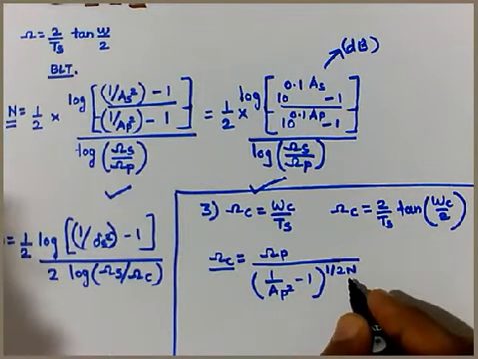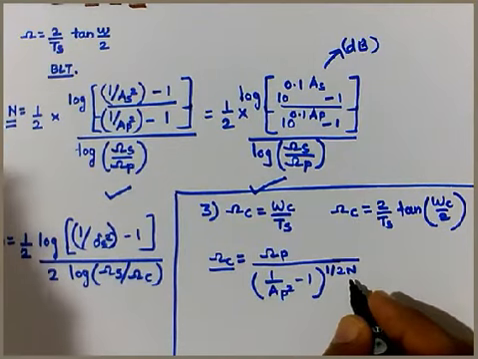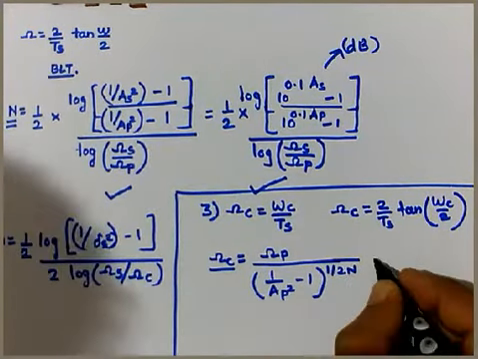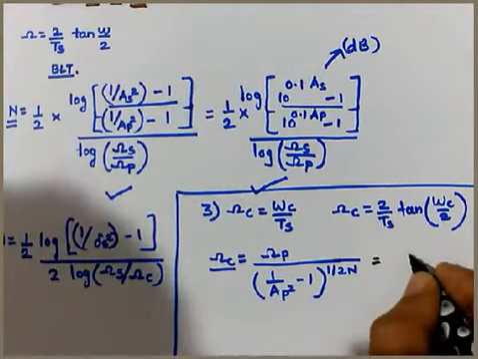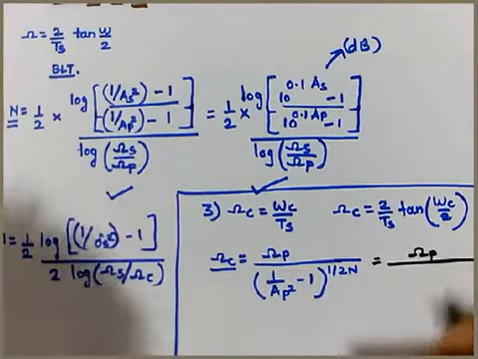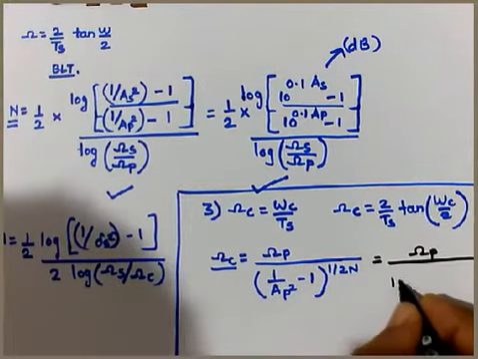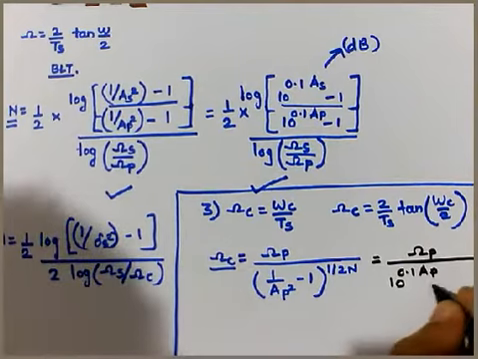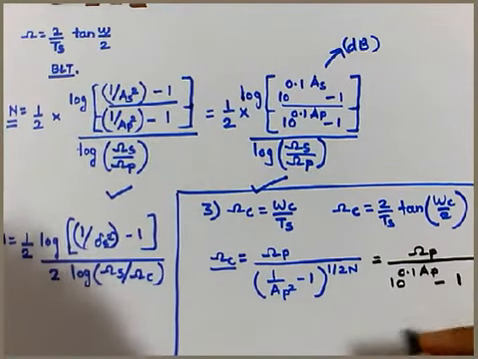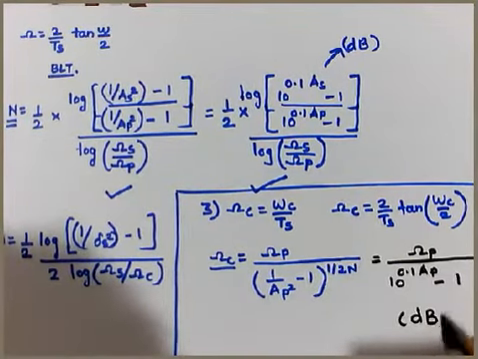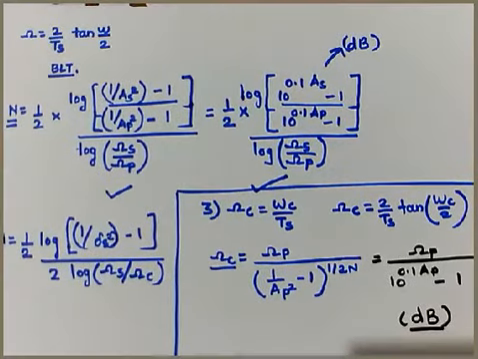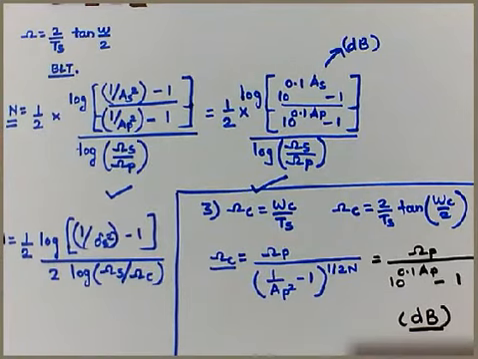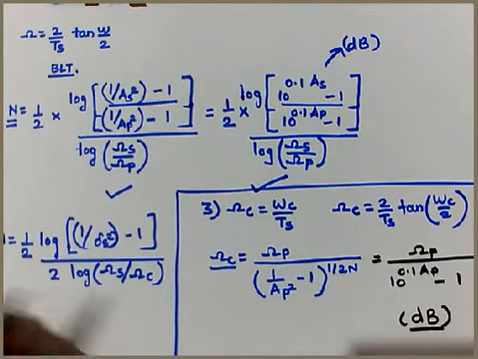If it is in dB, then we can go for the simple Ohm C equals Ohm P by (10 raised to 0.1 AP minus 1) raised to 1 by 2n. This is the formula when the calculations are to be done in dB for Ohm P or AP. Okay, so this is the next step.